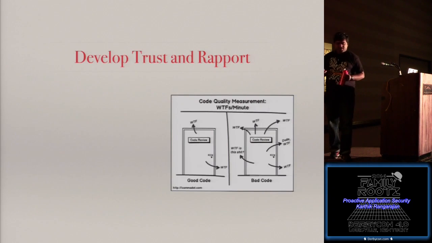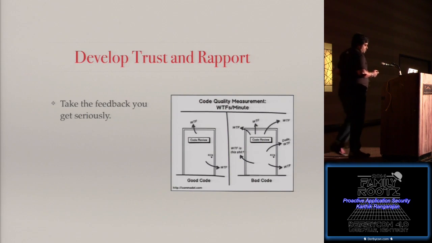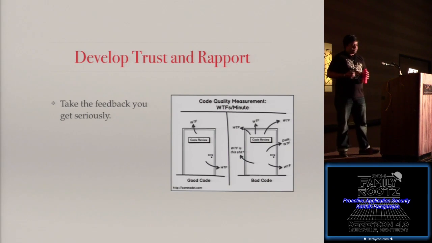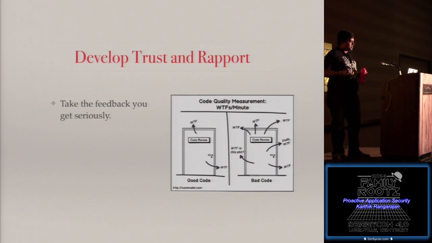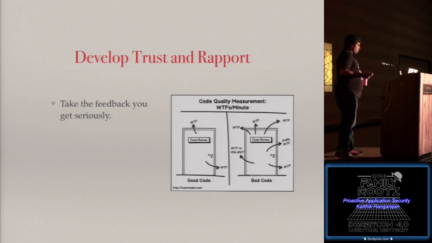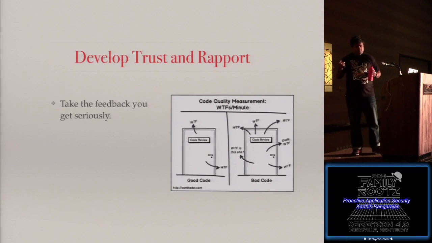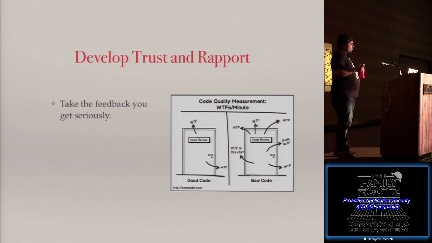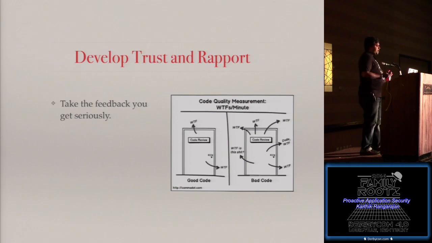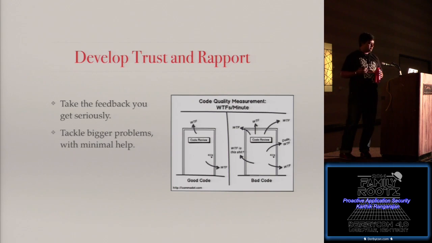So, develop trust and rapport with these developers. This is important. You need to take the feedback that you get seriously. Initially, odds are when you write code for a company that you've just started with, you don't know the way they work, you don't know the styles, you don't know the coding mechanism, whatever it might be, and you're going to make mistakes. So when you make mistakes, you're going to get feedback, and you need to take it seriously so that you don't repeat these mistakes.